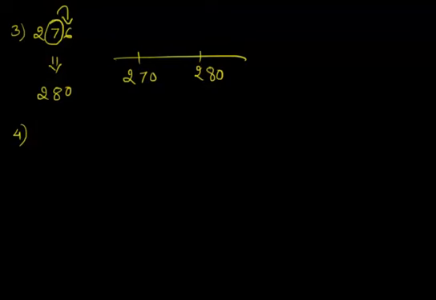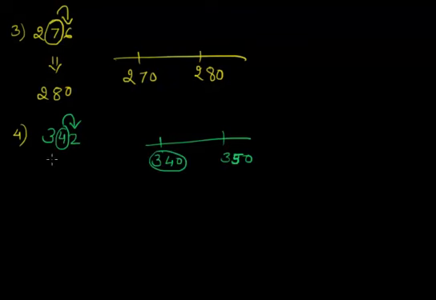Next example based on this is, say, 342. 342 lies between multiples of ten again, between 340 and 350. Next to 4 is 2. We are rounding at the second position again. Because 2 is less than 5, 340 is the right answer. 340 is the rounding of the given number.